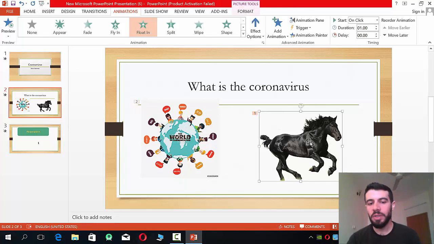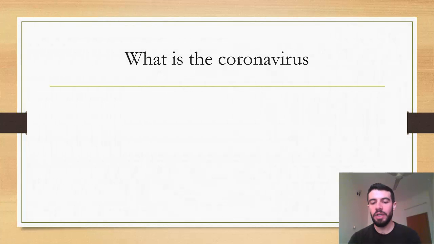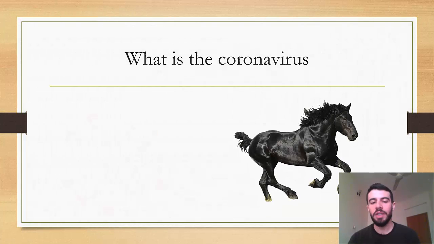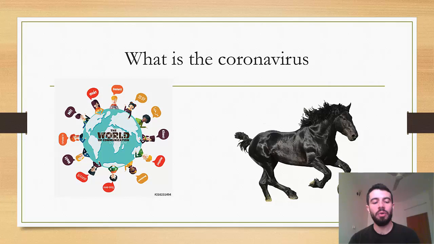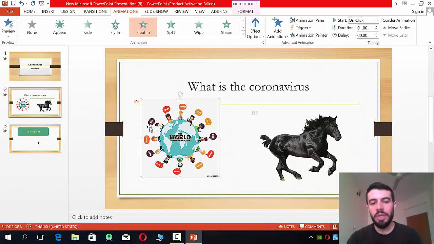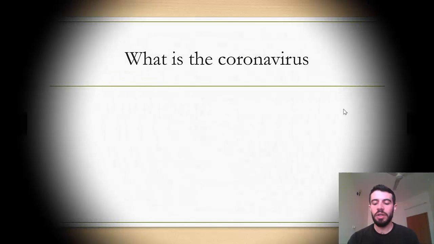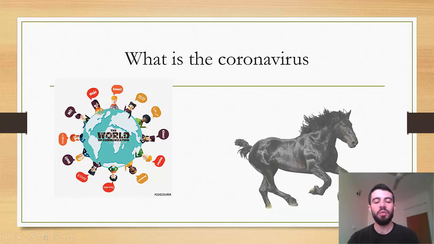I can change this. For example, I want to make this the first one. What I mean by first and second one is, when I click, the first one will be the horse and the second one this image, the word. So I want to begin with this. Just go to this here and you can see here move earlier. Click here. Now it is 1 and it is 2. Click now, the first one is this and the second one is this.